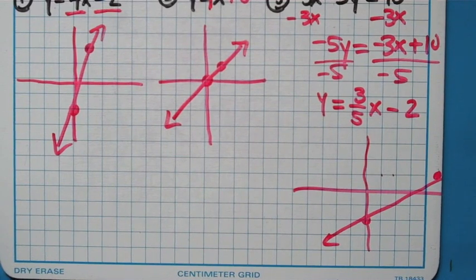So this is a nice, quick, efficient way to make graphs. And it really explains why we care so much about the y-intercept. It's just so easy to see from the equation that we use it in our problem.